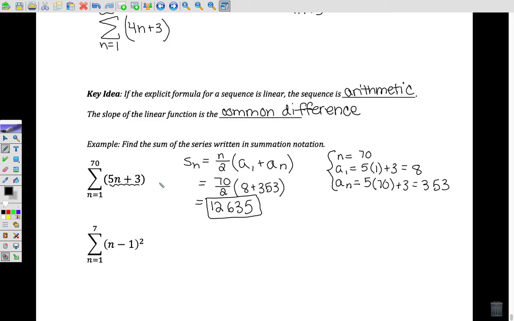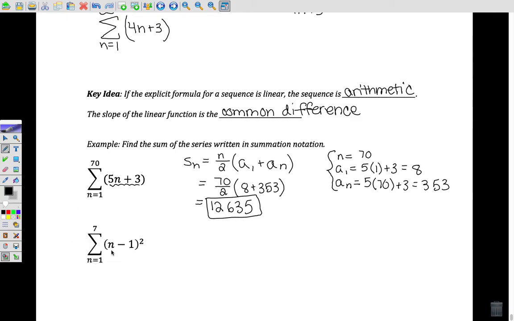So using this formula saves us a ton of time, because otherwise we would have to plug in 1, plug in 2, plug in 3, plug in 4, all the way to 70, and then add all of those together. So that formula saves us a ton of time if it is in fact arithmetic.